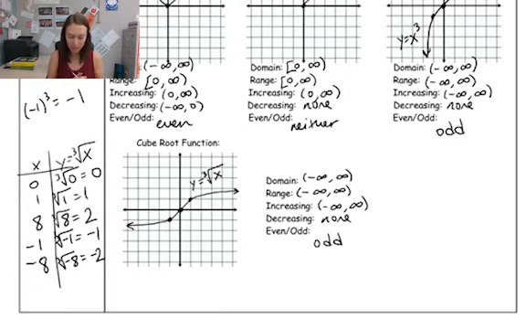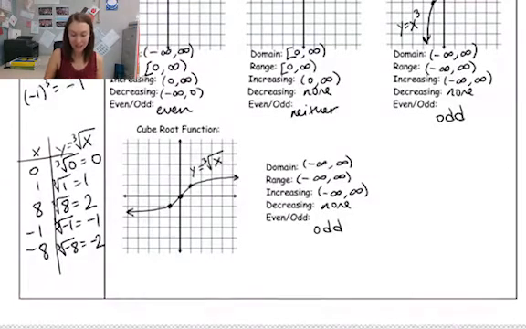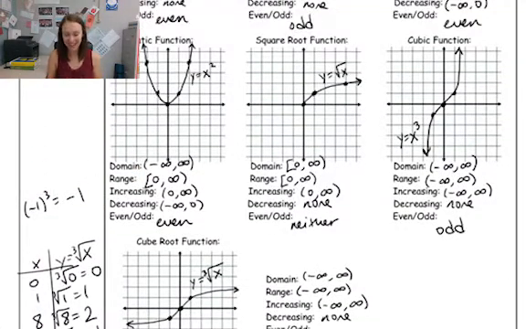graph there. Domain is all real numbers. Range is all real numbers. Slowly but surely, that range, the y values will go up and down to the infinities. It is always increasing over our domain from -infinity to infinity. It is not decreasing, and it is an odd function because it's symmetric to the origin. That's a lot of information.